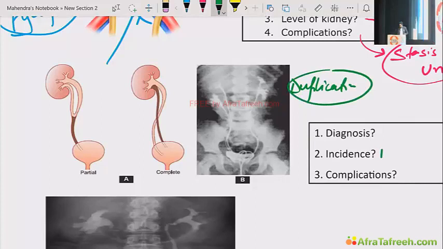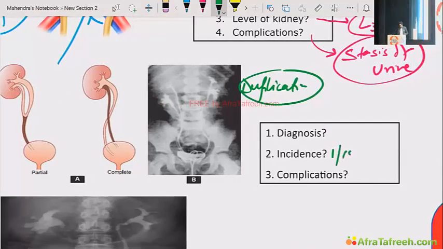Incidence is 1 in 150 live births. Okay, so you can say this is a very common congenital anomaly, although mostly the patients are asymptomatic.